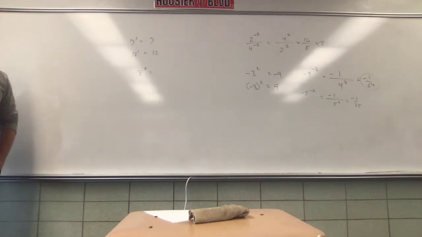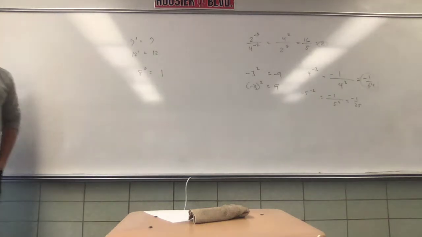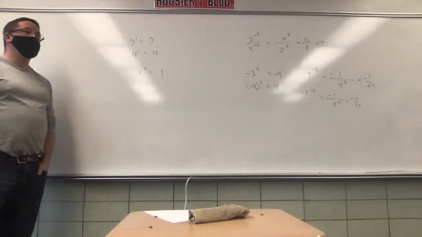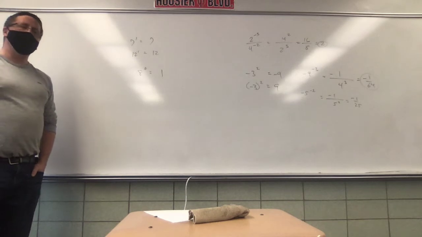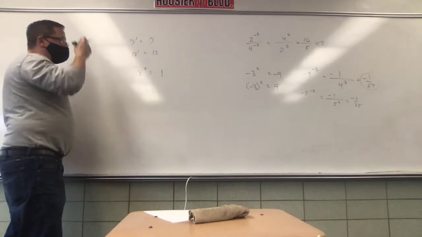And this is where you're going to go, huh? 8 to the 0 would have to be 1. It's 1. I'm going to show you why here in just a second, okay? Because don't you have to prove it? Well, here's what we got.